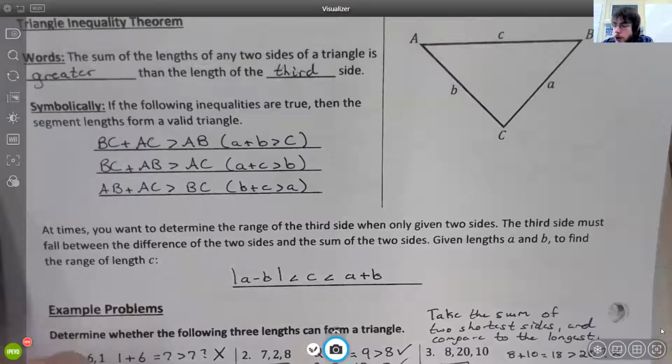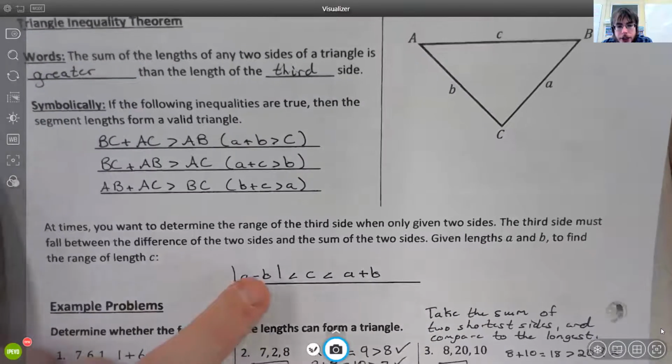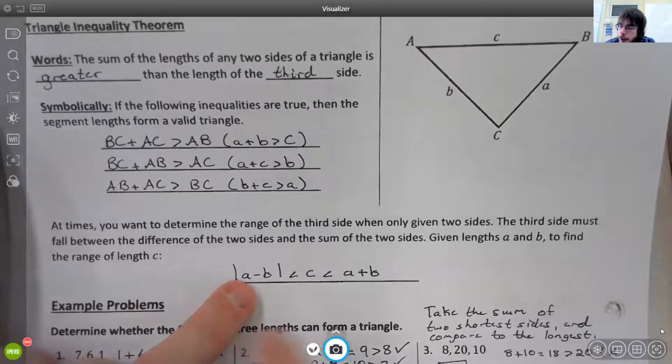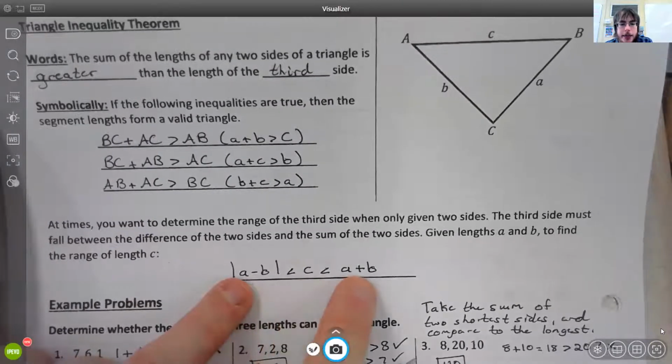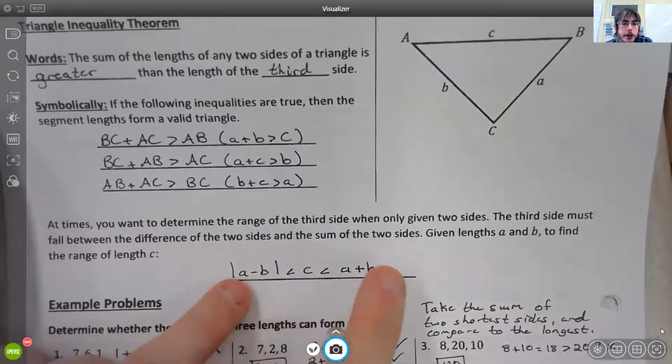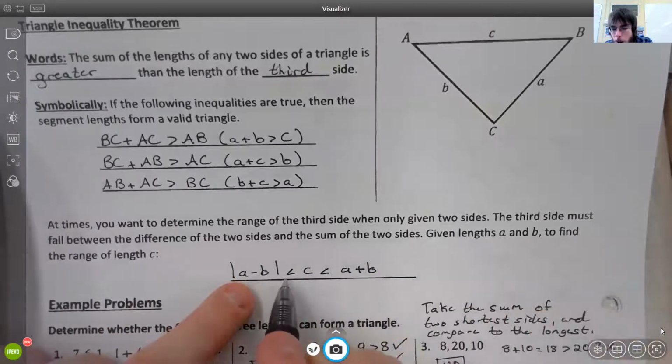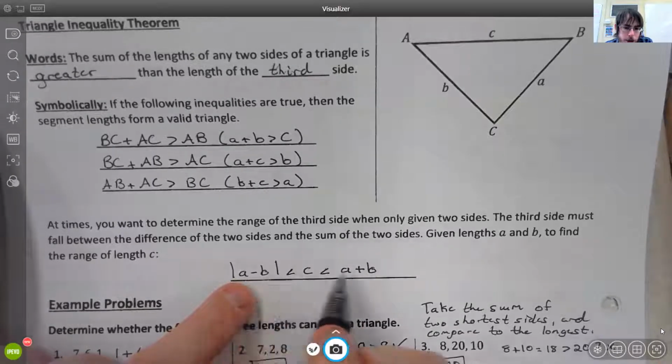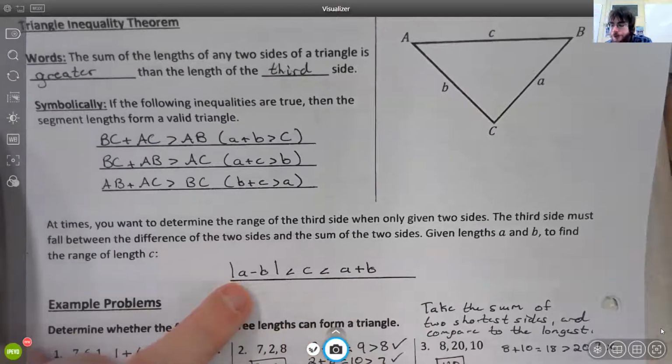Okay. So we subtract the two sides. That's our lower bound. Less than C, less than, and then we add the 2. That's our upper bound. So C has to come between those two. Notice how there is not an "or equal to" here, okay? C cannot be equal to either one of those values.